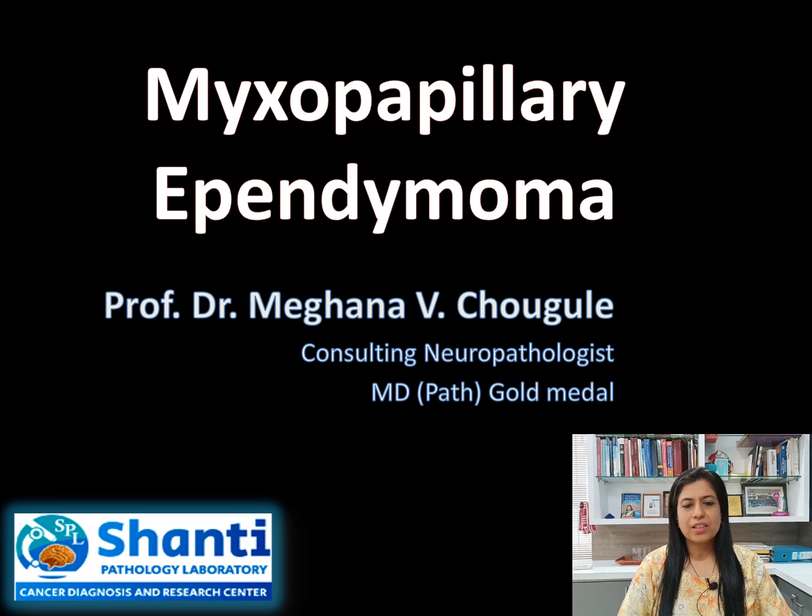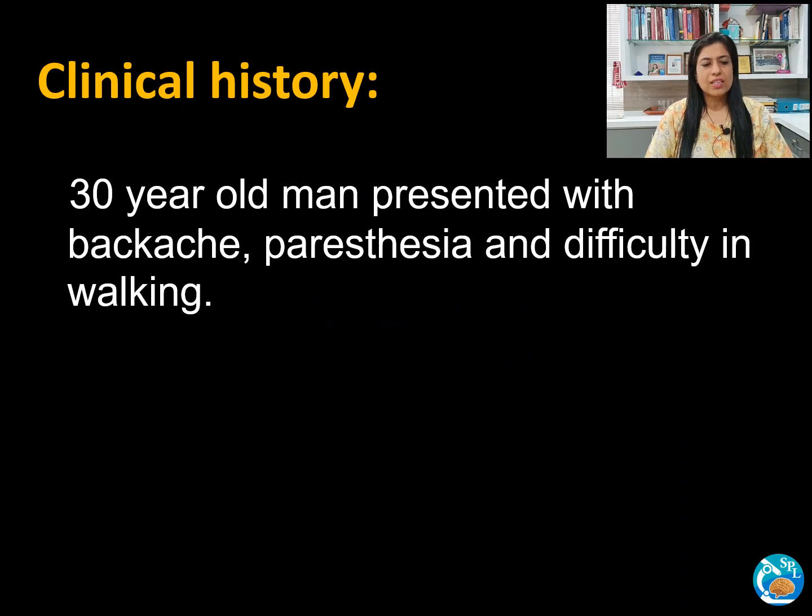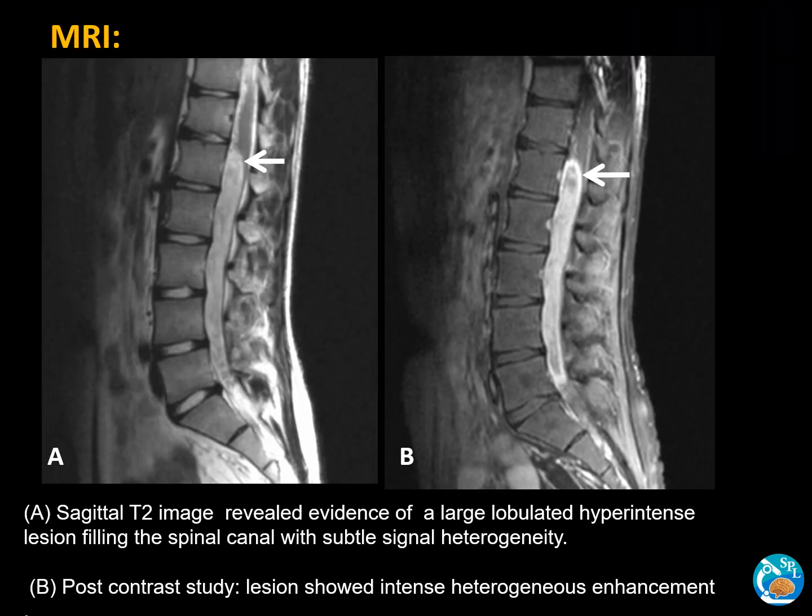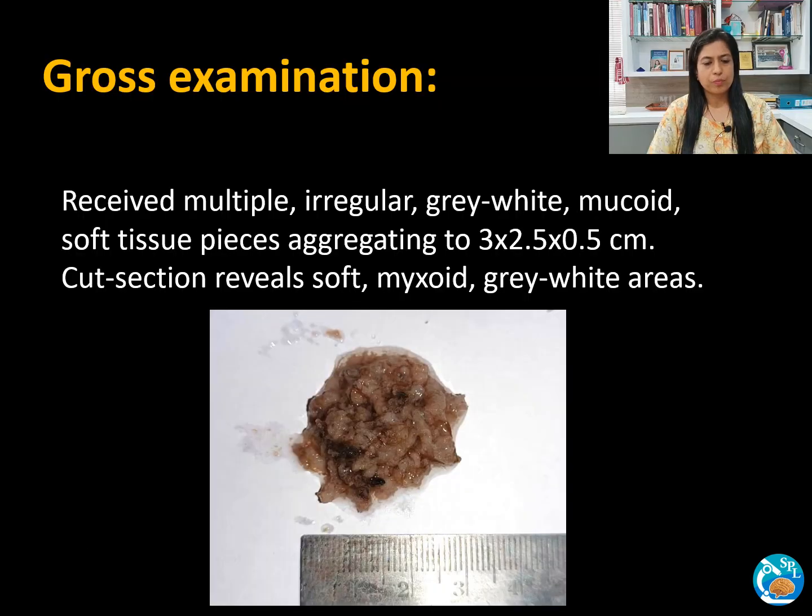Hello everyone. So today's case is a 30-year-old man who presented with backache, paresthesia, and difficulty in walking. His MRI revealed evidence of a large lobulated hyperintense mass filling the spinal canal and showing subtle signal heterogeneity. And the post-contrast images showed intense heterogeneous enhancement. This is what we received in the lab.